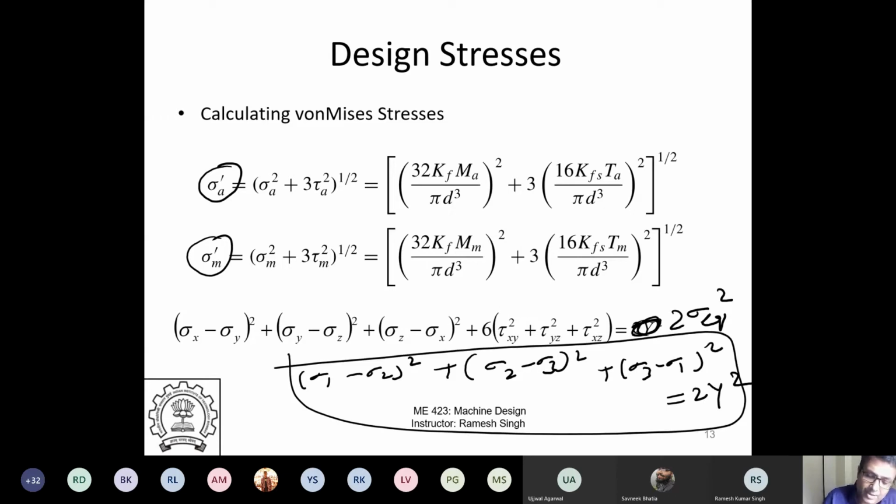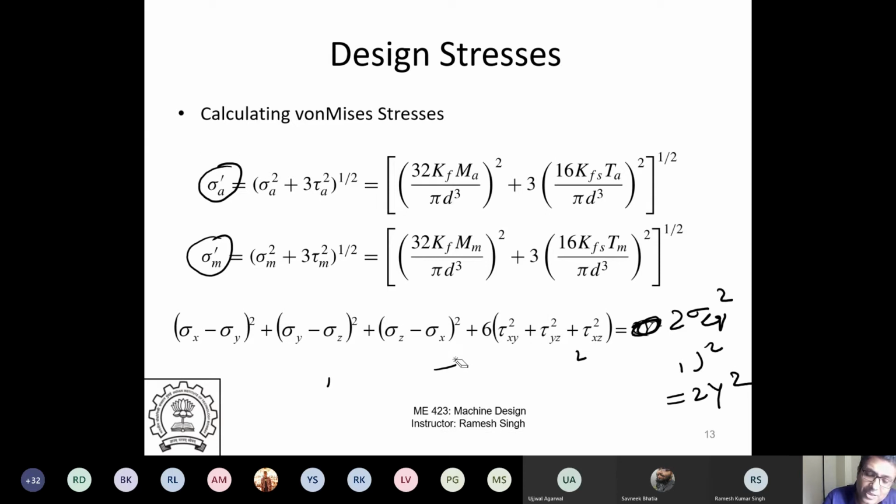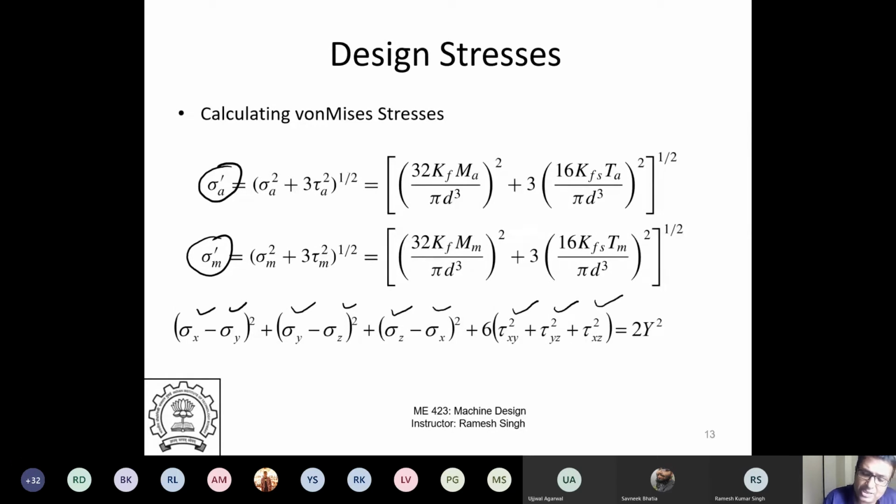But then in real conditions, you will not know the principal stresses, right? You would know the actual stress conditions. So if you know the actual stress conditions, the formula is sigma x minus sigma y whole square, sigma y minus sigma z whole square, sigma x minus sigma z whole square, plus 6 times tau xy square, tau yz square, tau xz square. And this is equal to some sigma equivalent.